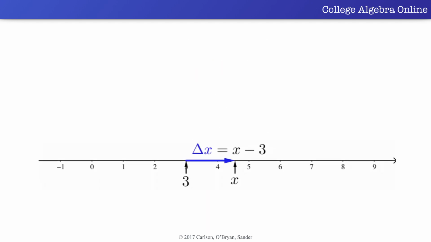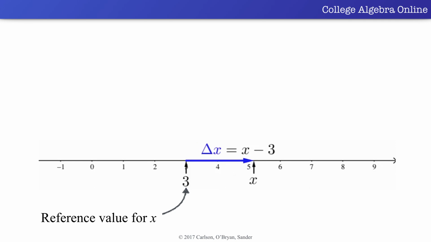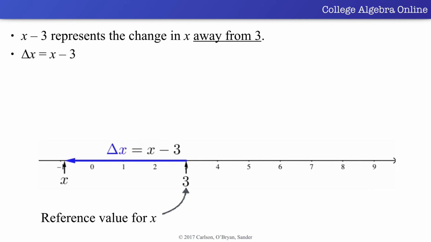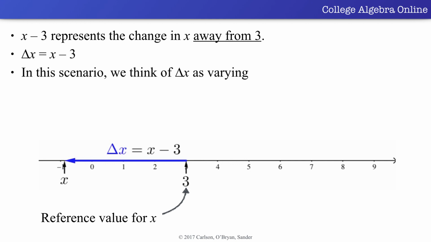Now, let's choose some reference value for x, like x equals 3. Then, let x change to any possible value. The expression x minus 3 represents the change in x away from 3. In other words, delta x equals x minus 3. Therefore, we can also think about changes in quantities as varying quantities in their own right.